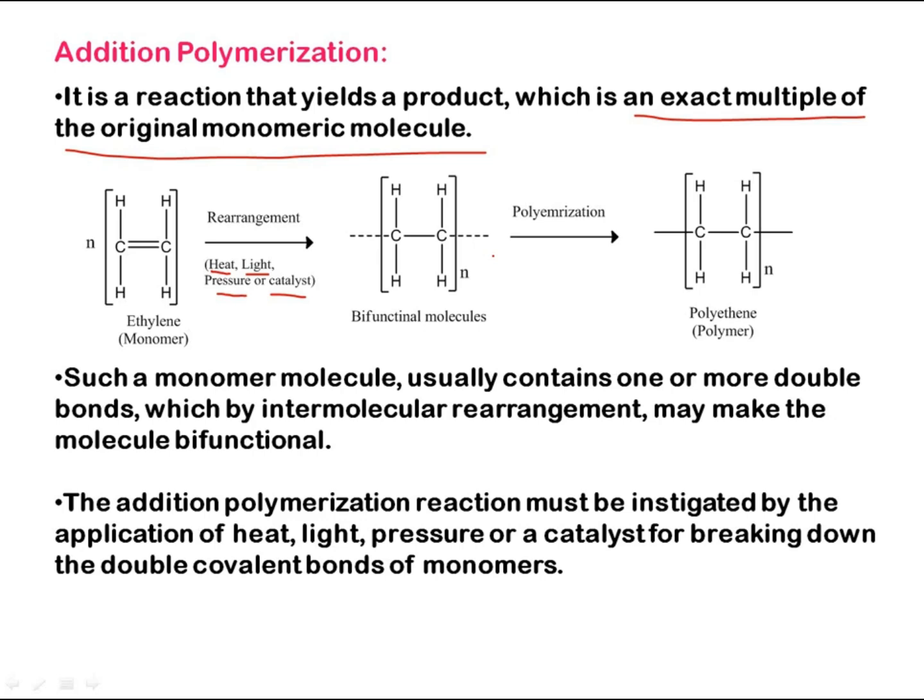So already we have discussed, if the monomer is containing double bonds, two or more, they undergo rearrangement to make the molecule become bifunctional. Addition polymerization generally occurs between the monomers having the double bonds. And here we can break this double bond either by heating or by passing the light, meaning it is a photochemical reaction, and by applying pressure or any catalyst like hydrogen peroxide or benzyl peroxide, etc.